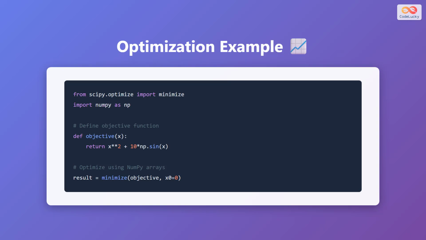Let's look at a practical optimization example. Here, we import the minimize function from scipy.optimize. We define an objective function that uses NumPy operations. Then, we call minimize with our function and an initial guess. Notice how the objective function uses x to the power of 2 and NumPy's sin function. This is NumPy and SciPy working together.